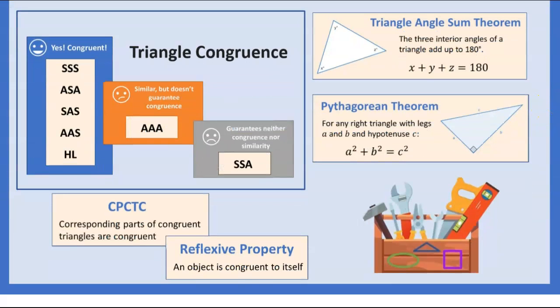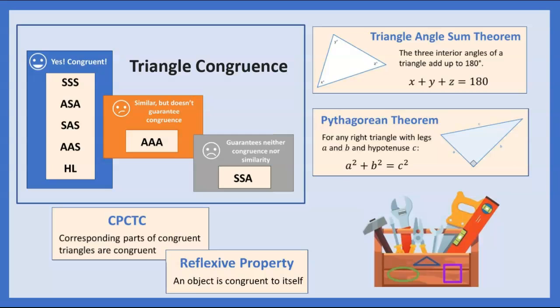So we're building up our geometry toolbox now. This is what we have so far. We have this list of triangle congruence rules. AAA is similar, SSA doesn't work. We also talked about the triangle sum theorem today and the Pythagorean theorem. And previously we have also talked about corresponding parts and the reflexive property, that an object is congruent to itself. So we have all of these things in our geometry toolbox we can use to prove shapes are congruent.